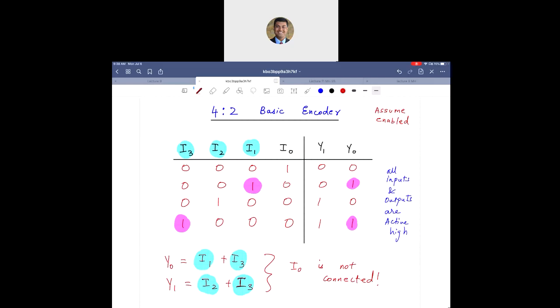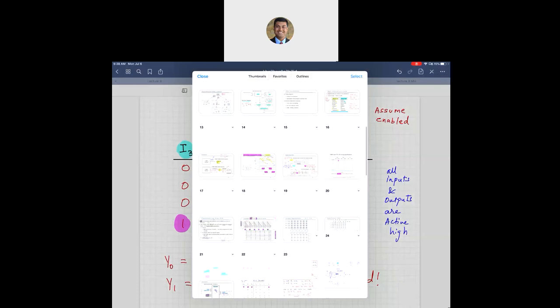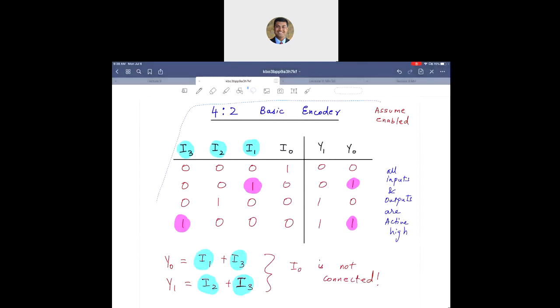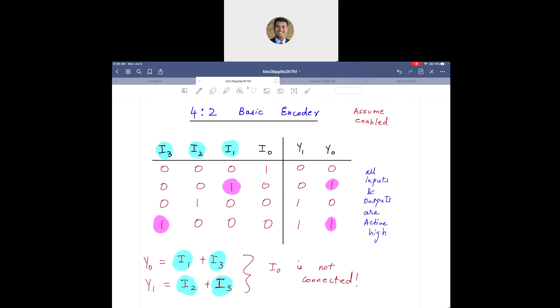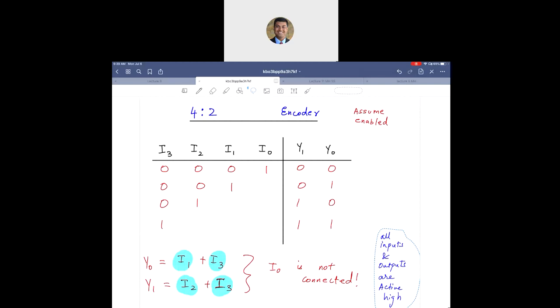Now, let me talk about the corresponding priority encoder. So what I'll do is I will simply make a duplicate of this. Can I make a duplicate of this? Sure, don't worry about it. I'm going to take everything here, copy it, paste it, and then I'll start modifying certain things. For example, I'm going to be talking about a priority encoder here. I'm going to assume that it is enabled. I'm going to have some sort of priority going on here, so as to cover for some mistakes. All inputs and outputs are still being considered as active high. So let me put that over here.